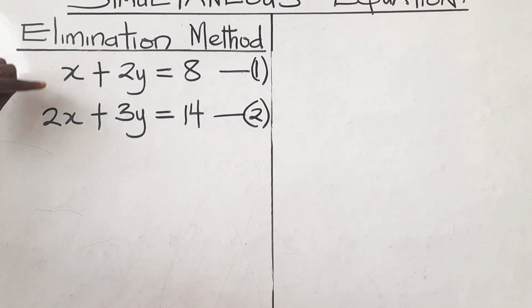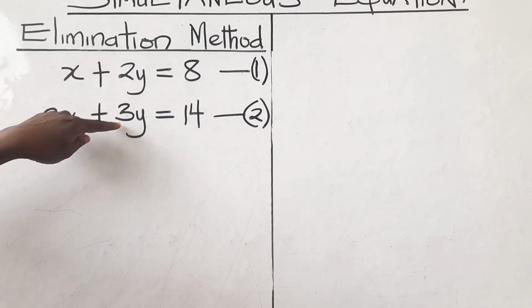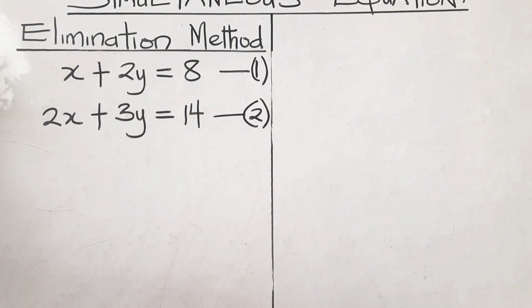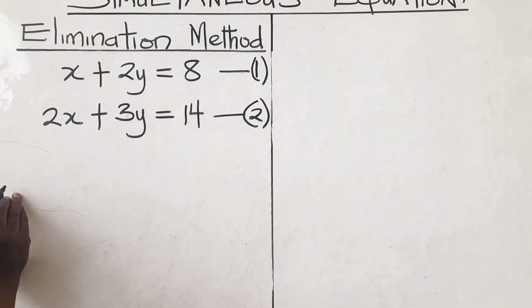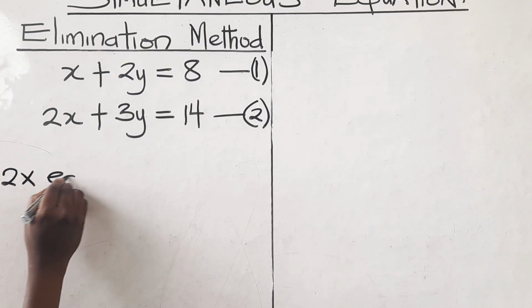Now, 1 and 2 is actually smaller than 2 and 3. So we'll look for the LCM of 1 and 2. The LCM of 1 and 2 is 2. So we must make everything 2. Now, how do we do this? We multiply equation 1 by 2. You just say 2 times equation 1.